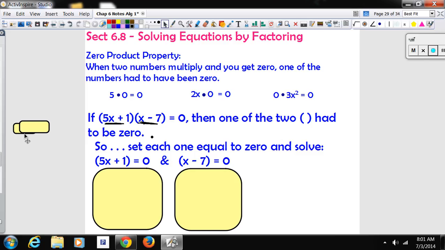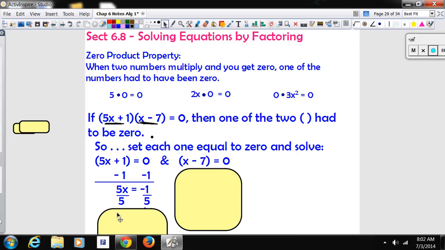So if we want to solve for x in this case, we can just set each one of those equal to 0 and find out what we get. So we would set 5x plus 1 equal to 0. You would subtract 1 on both sides, divide by 5, and you would get negative 1/5. So that would be one of your answers, negative 1/5.